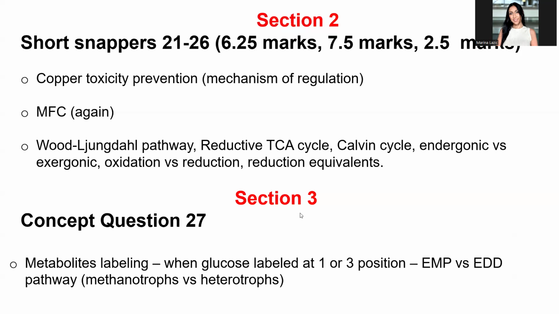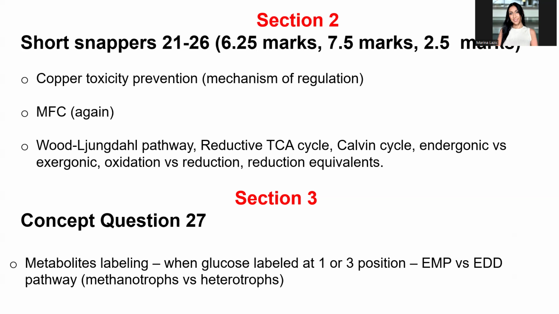Section 2, those variable marks. Again, what I'm going to ask here, I will be focused on copper toxicity prevention and mechanism of regulation. So please look specifically and understand that. And again, a little harder question on the microbial fuel cell. Last but not least, 3 pathways for carbon fixation. You have to know 3 of them very well, key enzymes and key metabolites. And I'm staying in bioenergetics: exergonic versus endergonic, oxidation and reduction, and what happens with reduction equivalents.